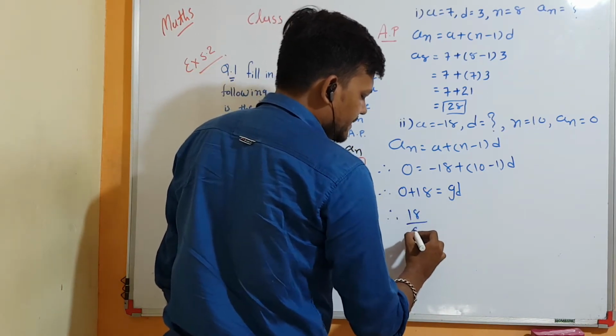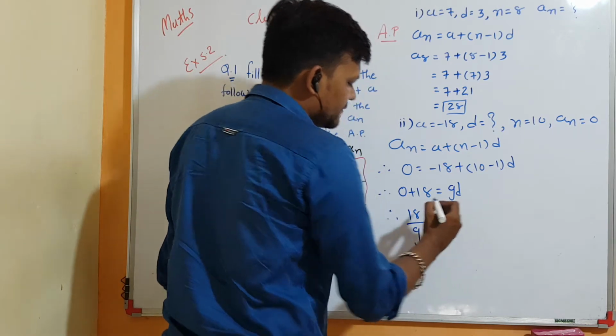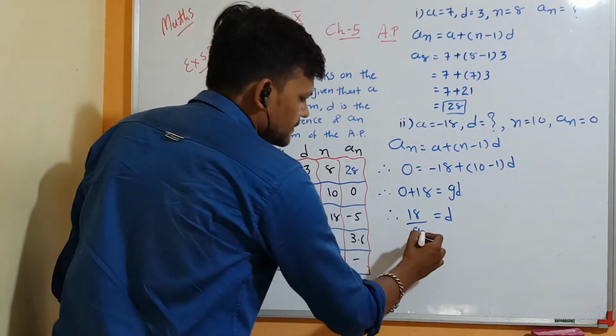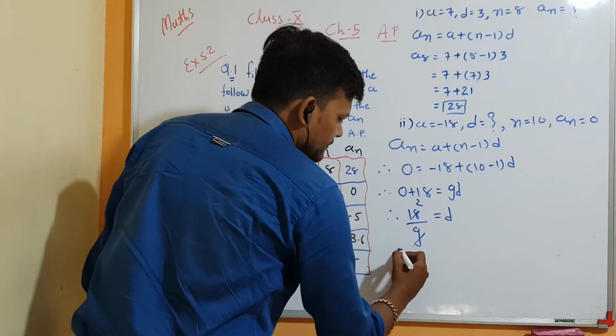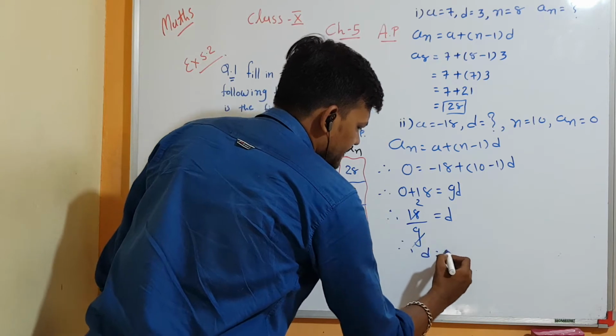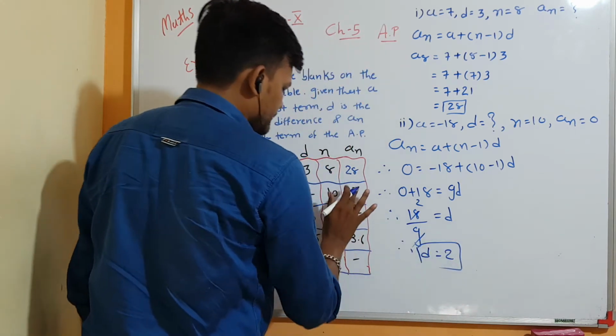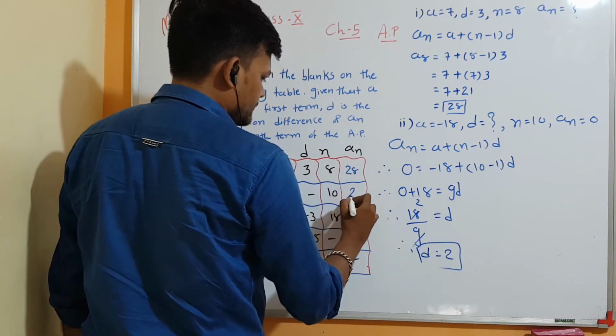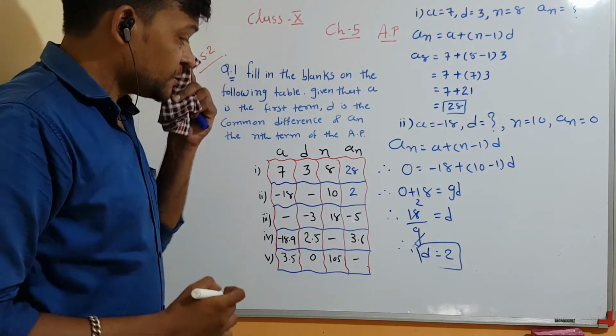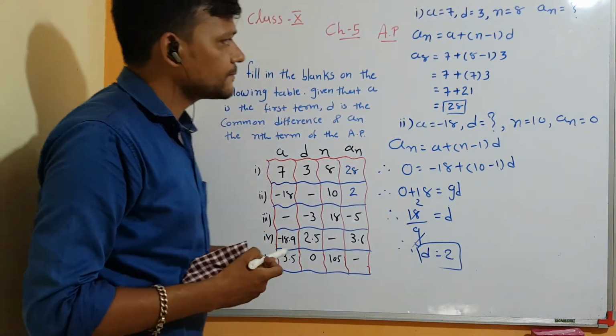Shift 9 from multiply to divide, then you will get the value of d. So 9 2s are 18. So the value of d equals 2, right students? So your second part is completed.